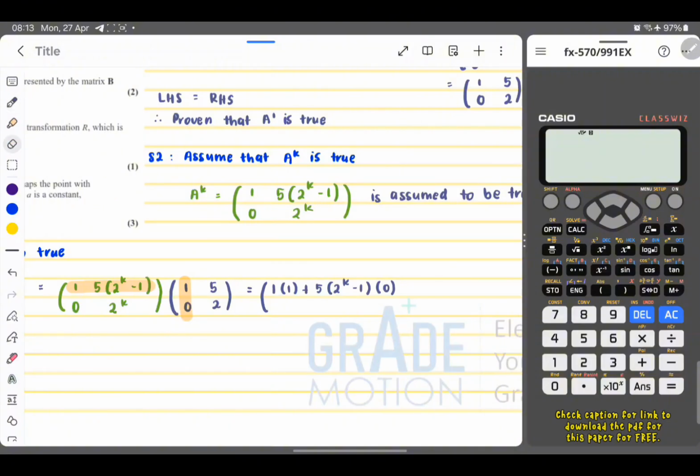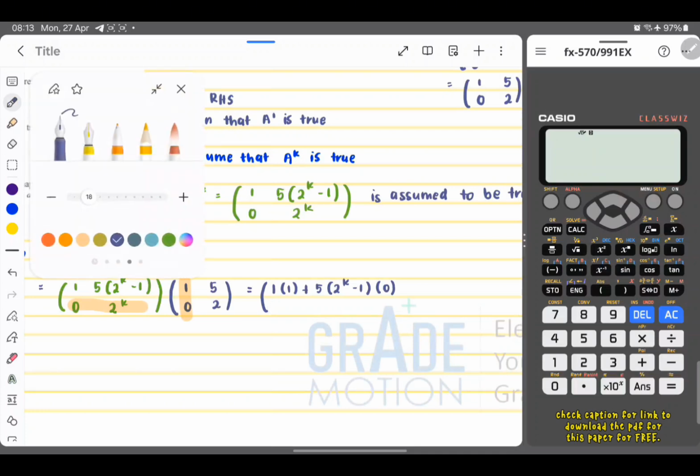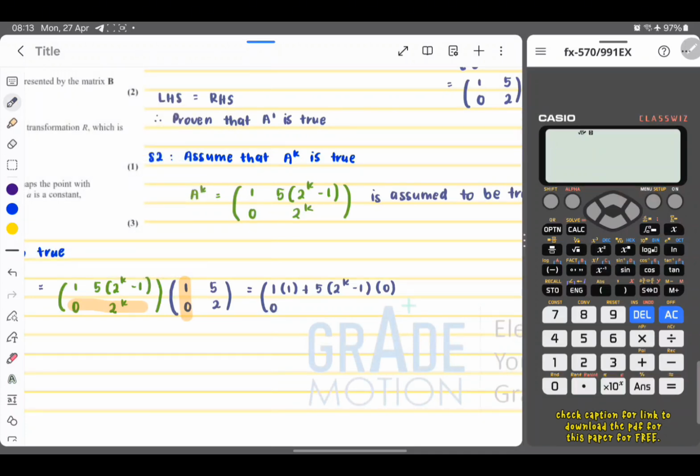Next, we will change the row from the first matrix, but maintain the column from our second matrix. So let's start with the elements from the first matrix. We will write 0. Give it a bit of space. The second element will be 2 to the power of k.